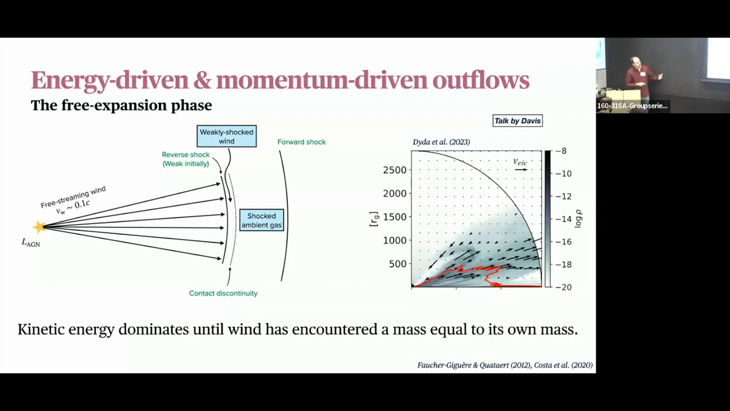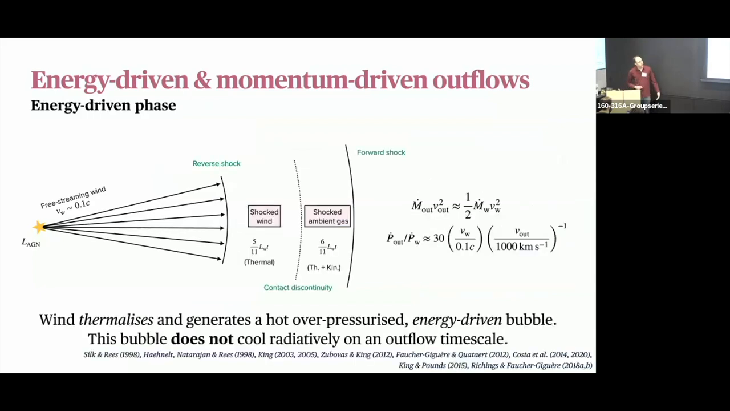And what we know happens is that initially there will be a phase where the wind is dominated by kinetic energy. It will intercept a mass equal to its own mass, at which point the swept up ambient gas starts pushing into the wind, driving a strong reverse shock that converts most of the wind kinetic energy into thermal energy.